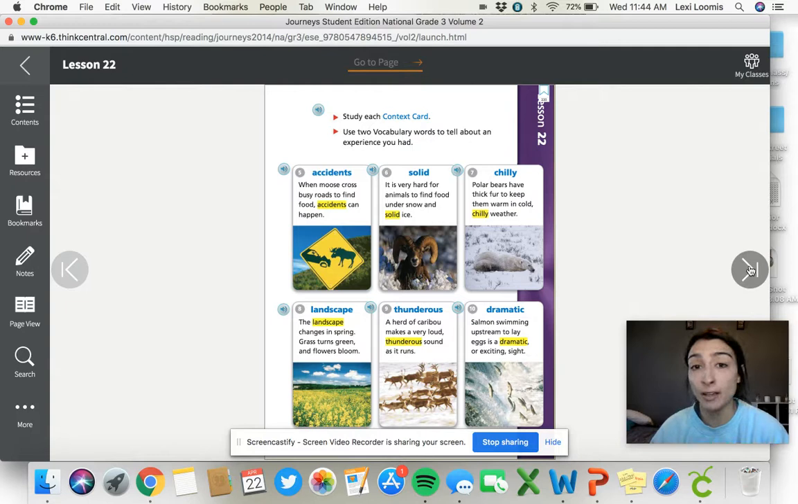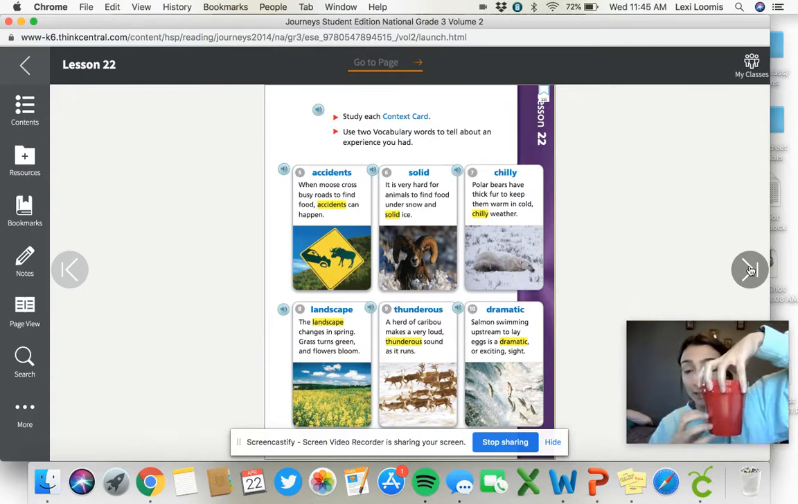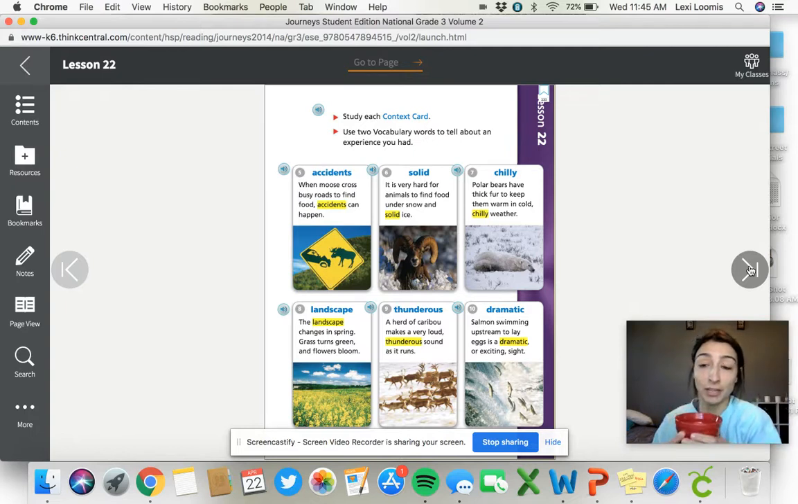Number 6 is solid. It is very hard for animals to find food under snow and solid ice. Remember we talked about our solids, our liquids, our gases. Our solids are the really hard things. I have this mug in front of me. It's a solid. It's very hard, but inside of it there's a liquid. Then we have chilly. Polar bears have thick fur to keep them warm in the cold, chilly weather. So that means it's cold outside. When it's snowing, it's chilly. If it's too chilly, we wouldn't go out for recess. So that's if it's cold.